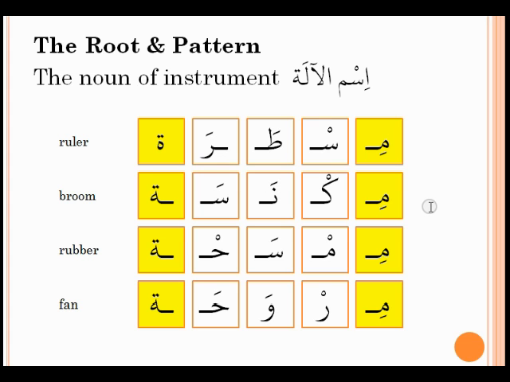Miknasa, the broom, from the root kanasa, meaning to sweep something. Mimsaha, to rub something out. Mimsaha can also mean the mop. And mirwaha, which is the fan. From rawaha, it's something like the wind, the rih. So this is the fan that gives you sort of like a breeze, wind.